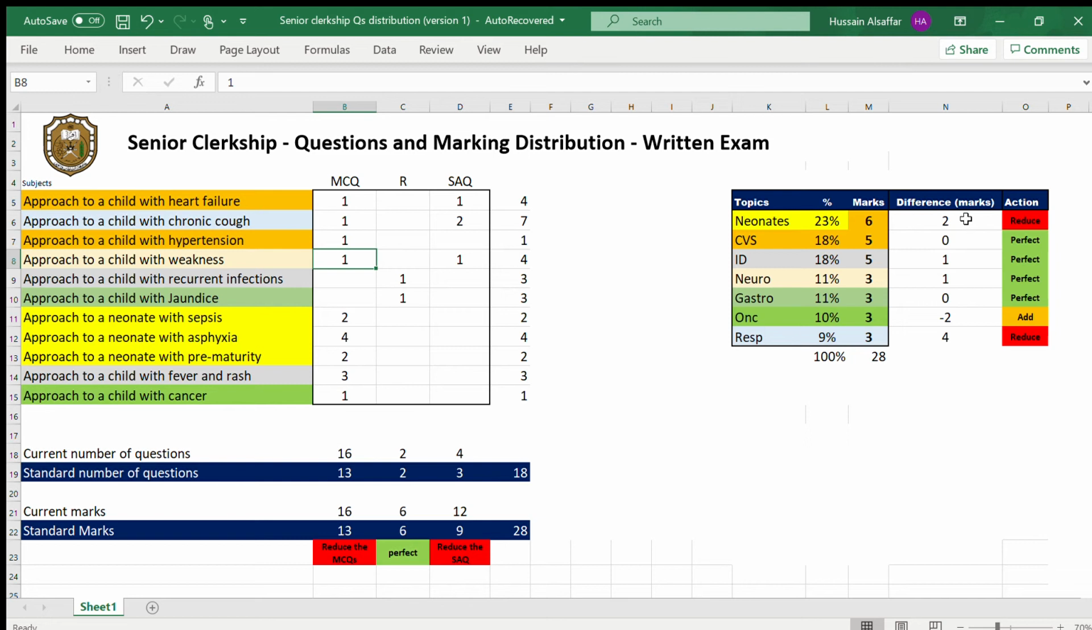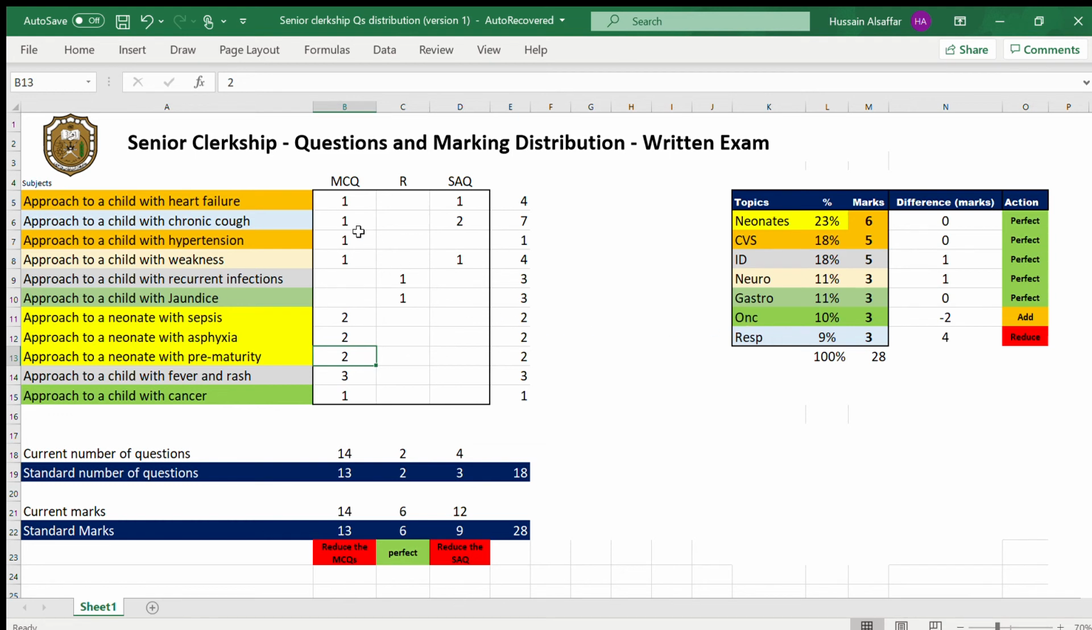Neonates, we still have 2 extra marks that we need to remove, and perhaps we take them from here. So that gives you perfect for neonates. We still have one more extra question that we need to remove from this particular type to make it 13 MCQs instead of 14. So again, we may take it off from respiratory. It says you have 4 marks in there, so 4 extra, so we can remove something from the respiratory.